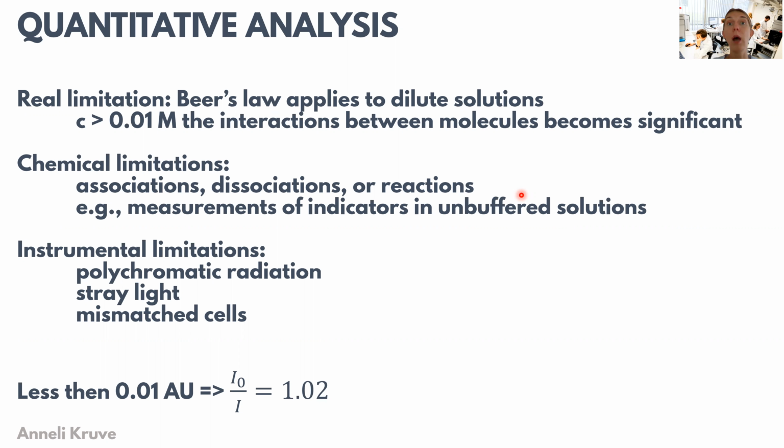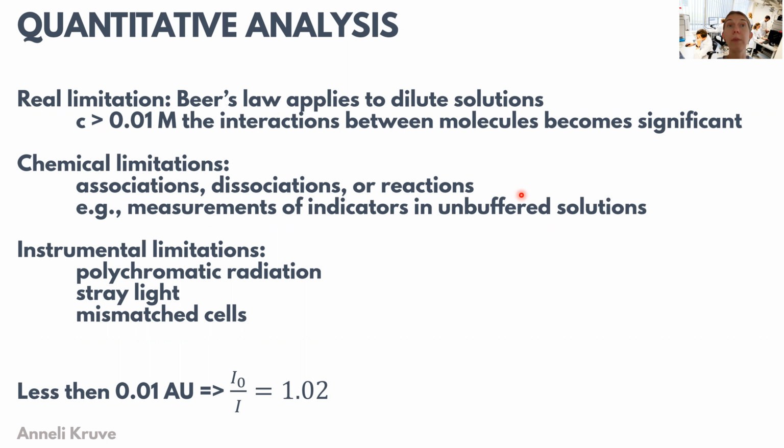So therefore, if we are measuring compounds which could dissociate or associate, then this needs to be taken into account, or actually, if possible, ruled out by, for example, buffering the solution before doing the measurements, so that the pH would not change from sample to sample, or from standard to standard, or from sample to standard.